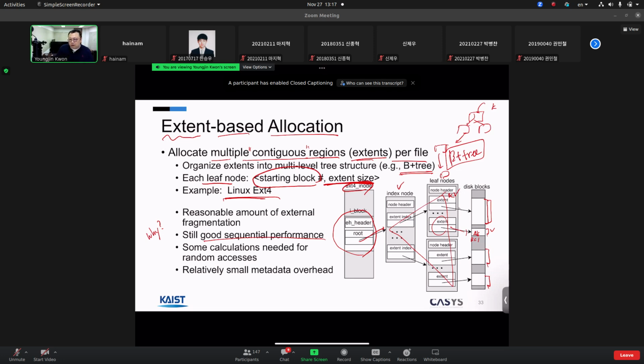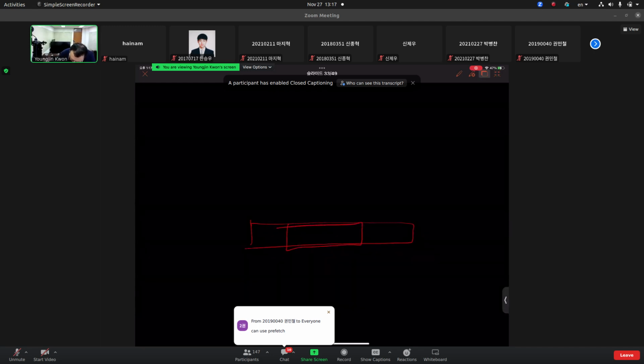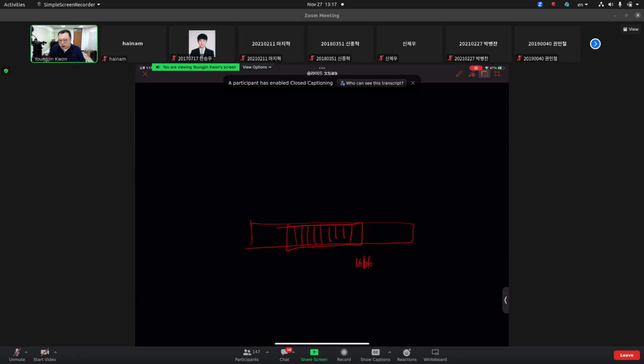Okay, so Minchal actually pointed out the answer. The number of accesses to disk is smaller. Why is the number of accesses to disk smaller in extent-based allocation? Let's say this is the disk, and you want to read 16 blocks, and they are contiguously allocated.